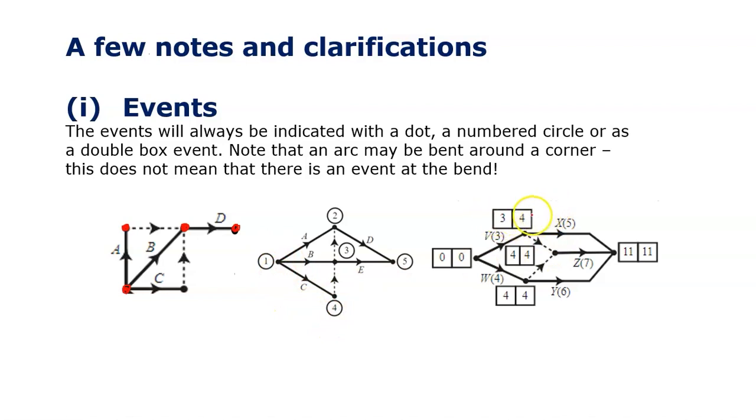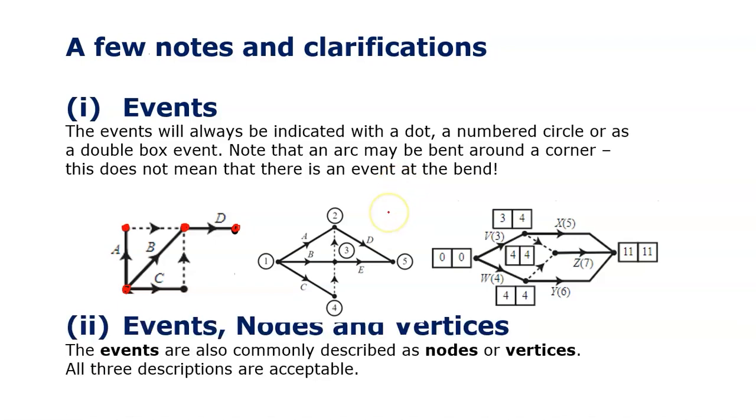And this is the version that we've just seen, where you have the early and late times alongside. So just highlighting that, you can quite easily get these multiple ways of showing the same thing, and you need to be able to do all three. Notice an arc may be bent, and I think we saw a couple of those just now around the corner. Just because it's bent doesn't mean there is an event there. It will show that event very clearly if it's meant to be there.